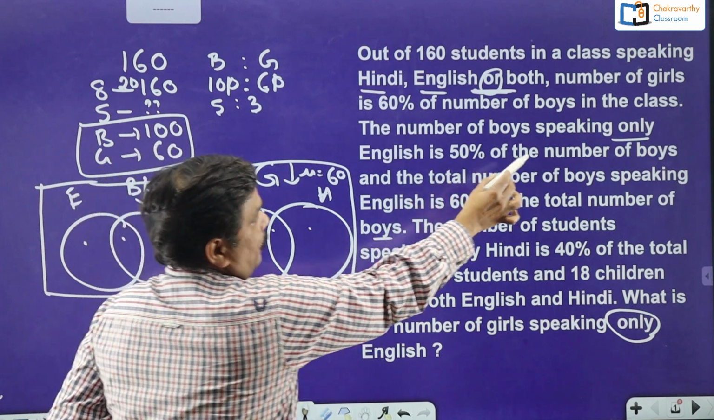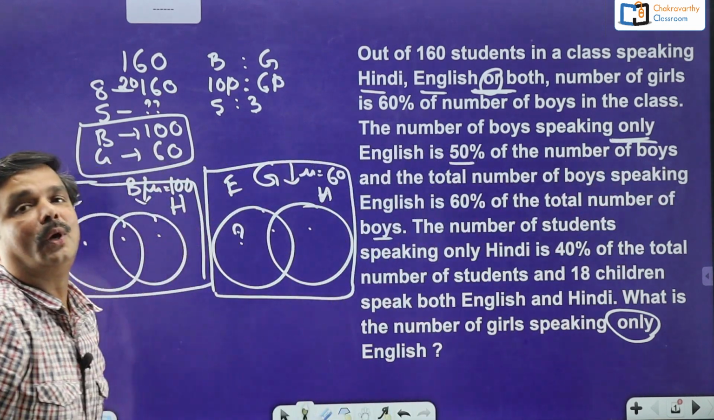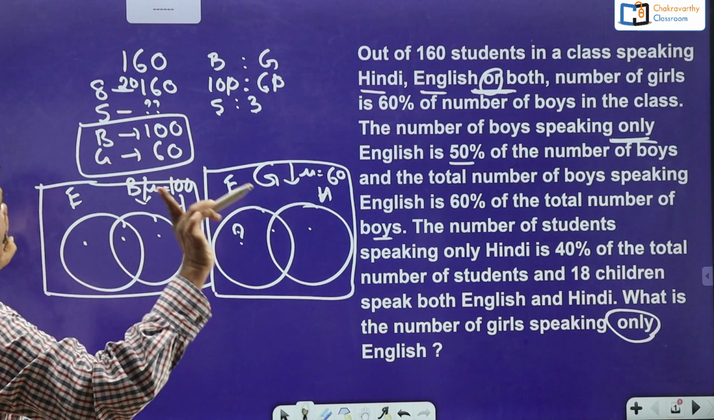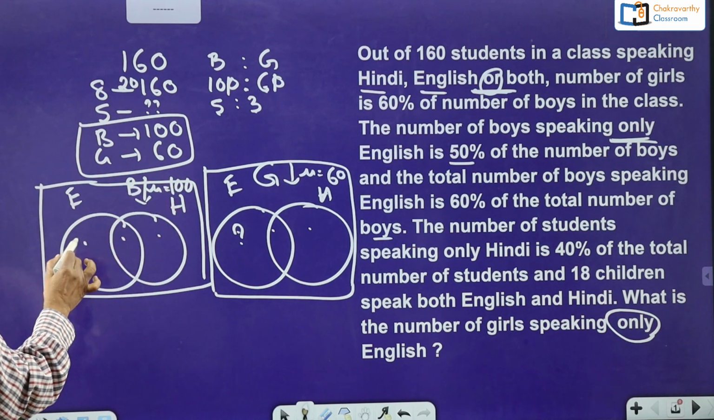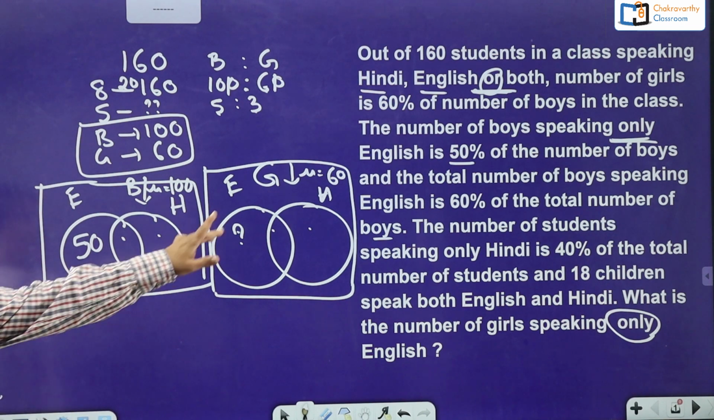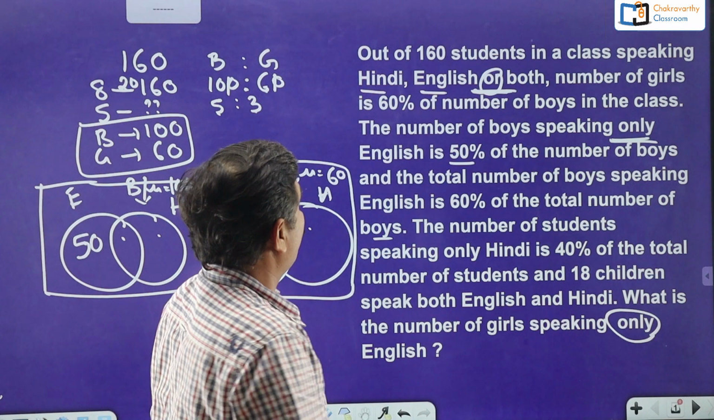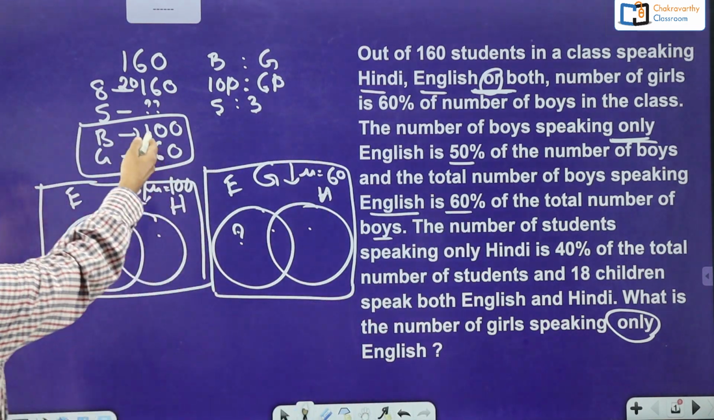Now you see, number of boys speaking only English is 50% of the total number of boys. So now total number of boys is 100. Number of boys speaking only English means this part is 50% of 100, that is 50. I'm keeping 50 here. Alright, then later they have given one more sentence here. What is that one? And the total number of boys speaking English is 60% of the total number of boys.